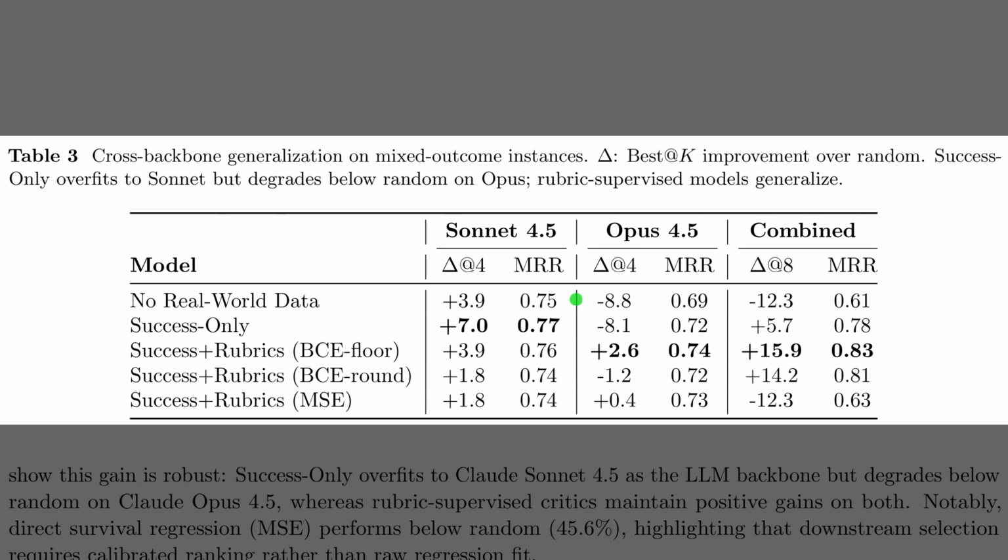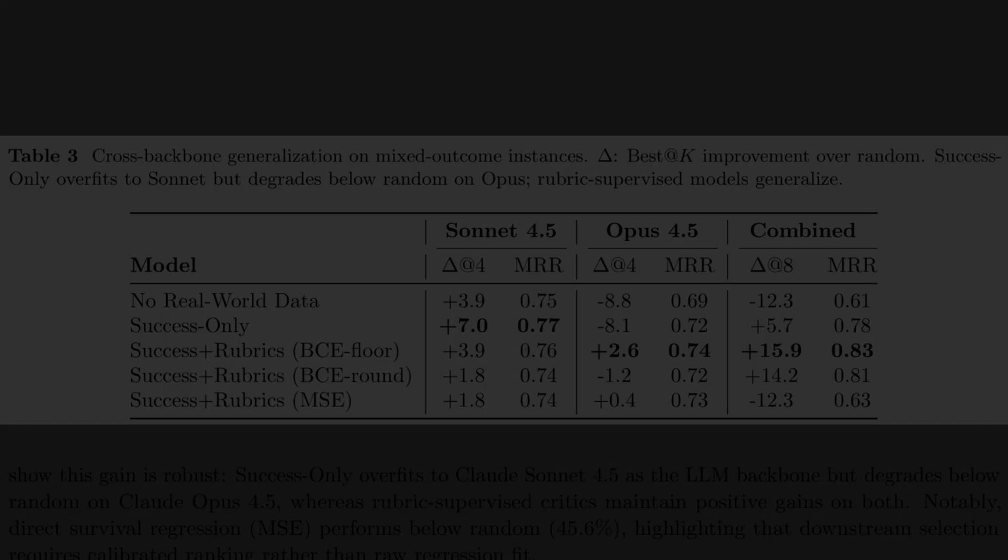Alright, after the previous table established overall performance, Table 3 explores generalization across different large language model backbones. The success-only baseline overfits heavily to Claude Sonnet 4.5 and drops below random chance when evaluated on Claude Opus 4.5. In contrast, the rubric-supervised model maintains positive gains across both backbones, achieving an almost 16-point improvement on the combined set. This proves that rubric supervision captures transferable behaviors rather than specific model artifacts.